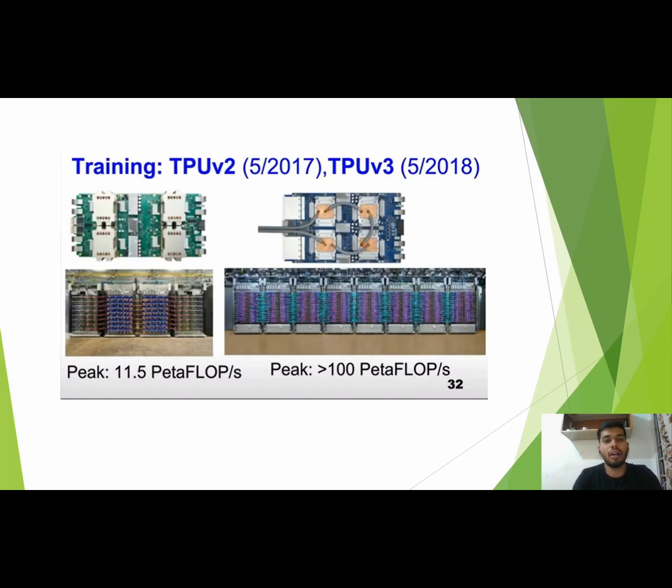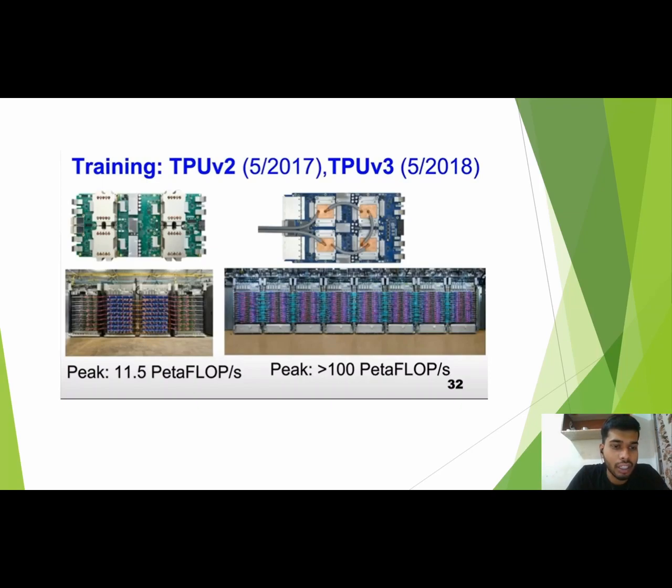The other two versions of the tensor processing unit are TPU version 2 and TPU version 3. TPU version 2 was announced in May 2017, and TPU version 3 was announced in May 2018. For TPU version 2, the peak performance was 11.5 petaflops per second, whereas TPU version 3 is announced at more than 100 petaflops per second. Here we can see that TPU2 is actually an air cooled system.